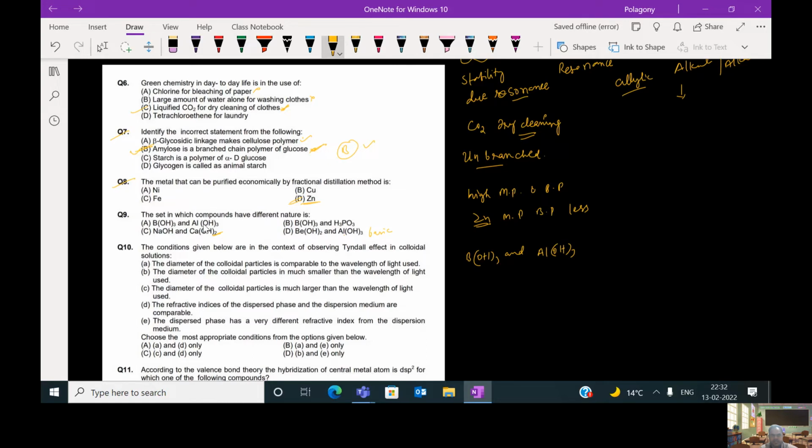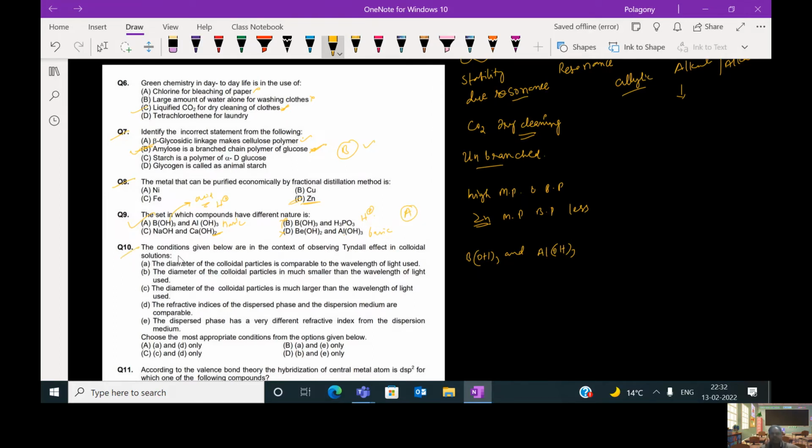Boric acid and aluminum hydroxide. So here aluminum hydroxide is basic, and boric acid has acidic property, a weak acid property, the ability to release H plus ion also. It is quite different. And in the other option, both are acidic, so both have the same property. So these are not different, and C also is not different, but A is different. The ninth answer is A, we can select.